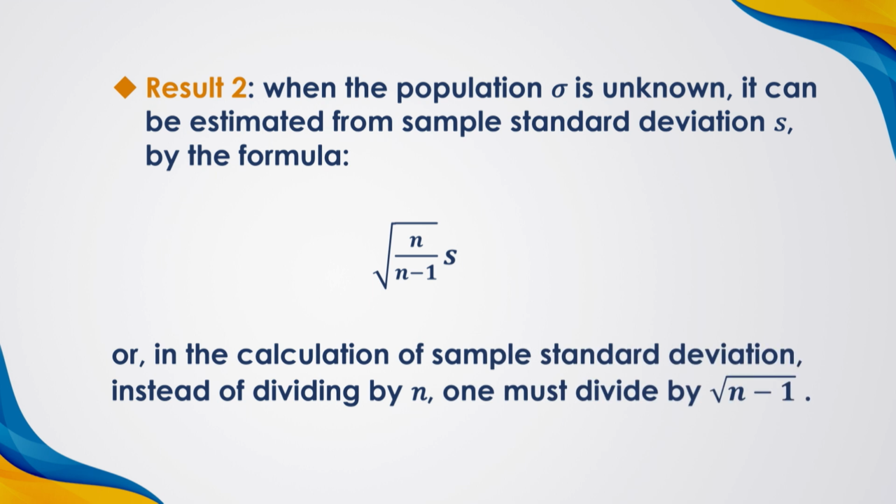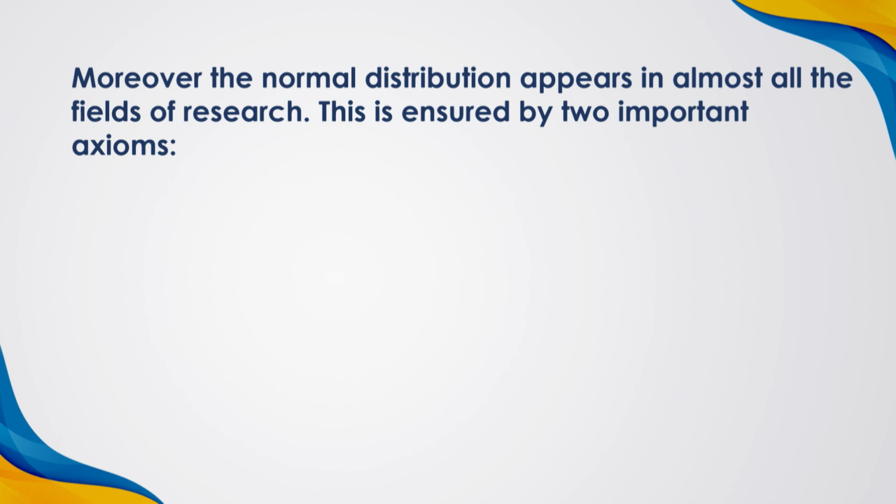Result 2: when the population sigma is unknown, it can be estimated from the sample standard deviation small s by the formula given here. In the calculation of the sample standard deviation, instead of dividing by n, one must divide by n minus 1. Moreover, the normal distribution appears in almost all the fields of research.